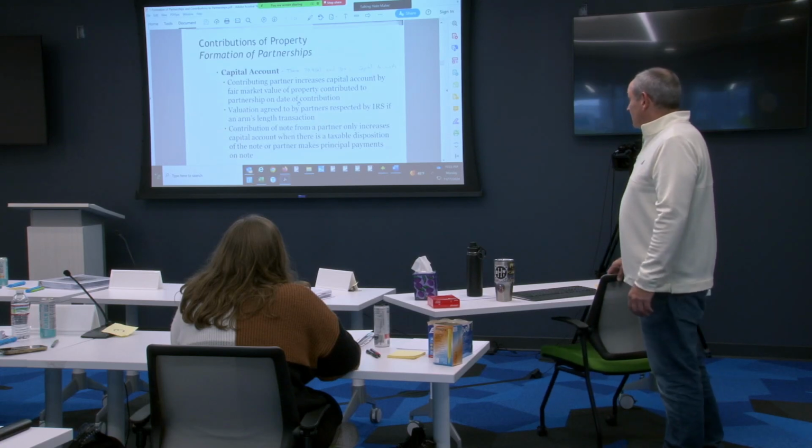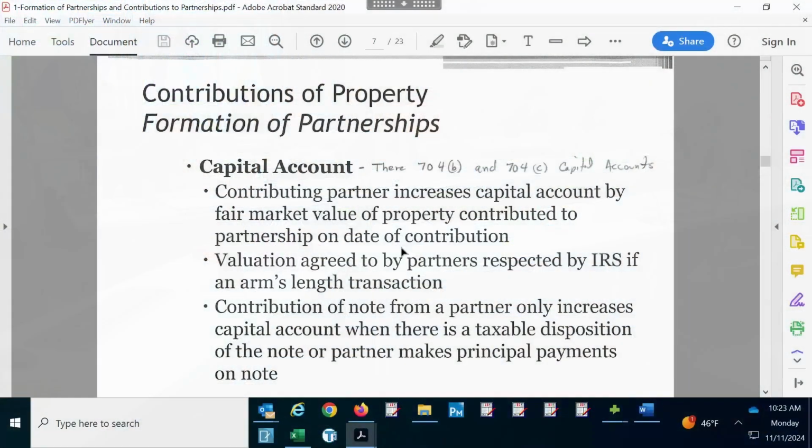Okay. Aaron, who do you want to call in? Leslie. Leslie, what's this say? It says contributions of property, formation of partnerships, capital accounts. There's 704(b) and 704(c) capital accounts. Contributing partner increases capital account by fair market value of property contributed to partnership on date of contribution. Valuation agreed to by partners is respected by IRS if an arm's length transaction. Contribution of a note from a partner only increases capital account when there's a taxable disposition of the note or the partner makes principal payments on the note.